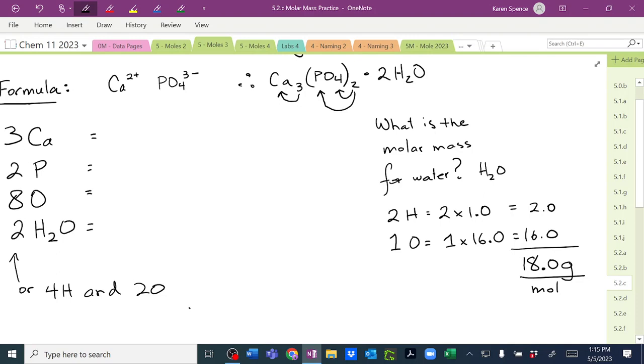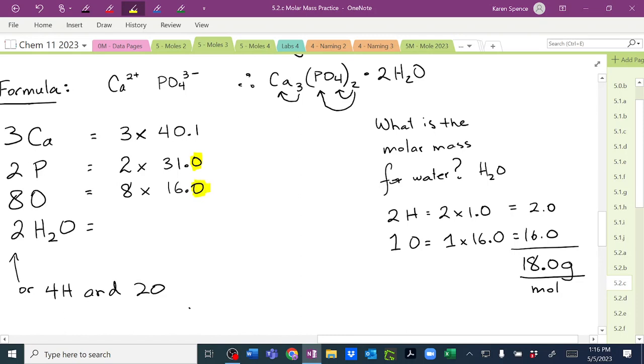I like knowing that water is 18. It's just handy because then I can say calcium. What is the molar mass of calcium? Is it 40.1? Yes, cool. 40.1. Phosphorus, I have 2 of them. Molar mass of phosphorus is 31.0. I'm going to highlight my 0.0 so you don't forget it. Oxygen, we have 8 of them. Each of them has a molar mass of 16.0.